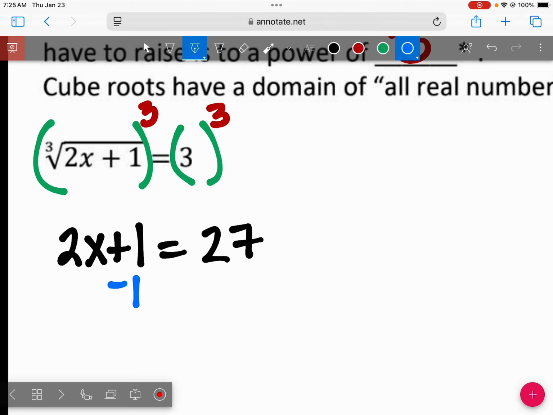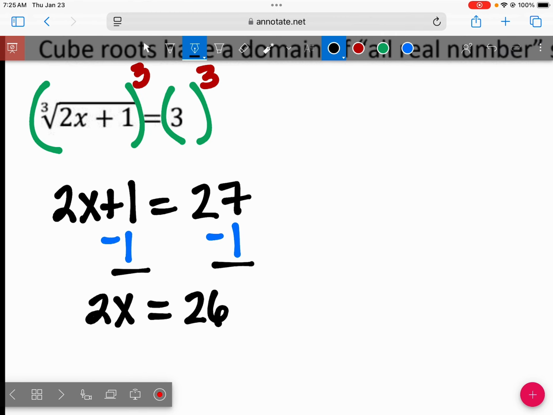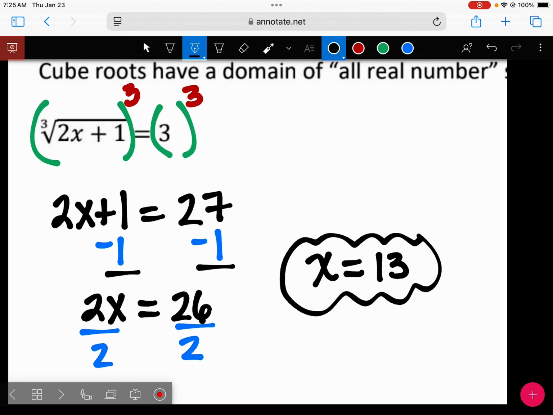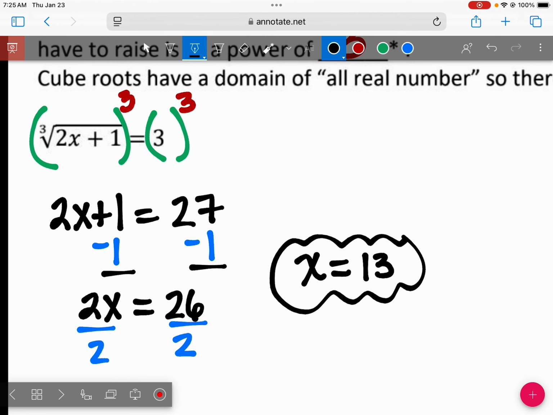Subtract the 1. So let's do that. Take 27 minus 1, which is 26. And then to get rid of that 2, we divide both sides by 2. So our answer would be x equals 13. And that's it. The main thing to keep in mind is because it's a cube root, we have to raise both sides to a power of 3 instead of squaring both sides.